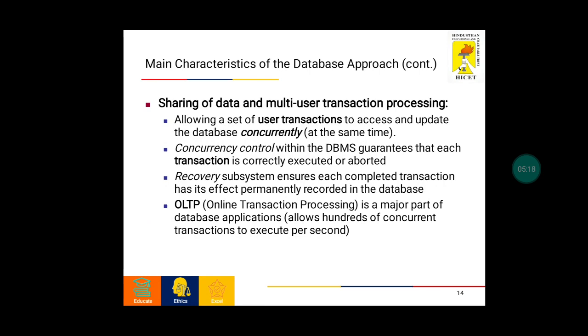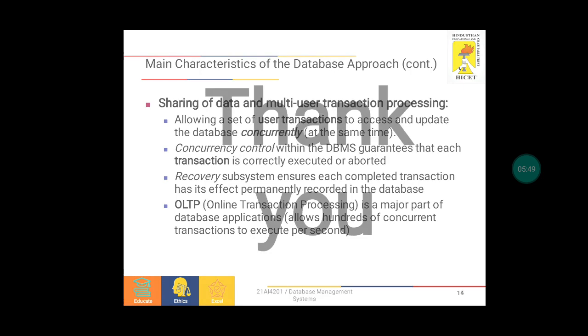Next one is sharing of data and multi-user transaction processing, allowing a set of user transactions to access and update the database concurrently, that is at the same time. And next point is concurrency control within the DBMS guarantees that each transaction is correctly executed or aborted. Recovery subsystem ensures each completed transaction has its effect permanently recorded in the database. OLTP, that is online transaction processing, is a major part of database applications. So it allows hundreds of concurrent transactions to execute per second.